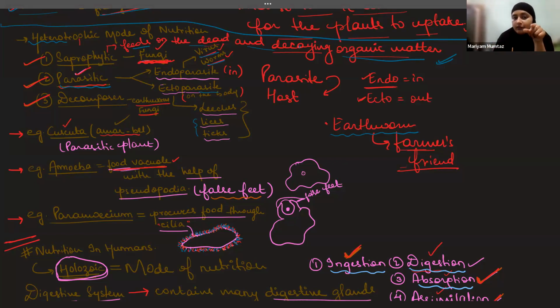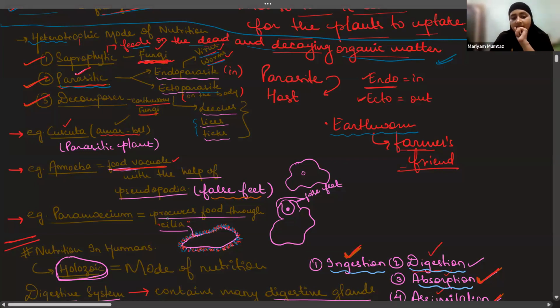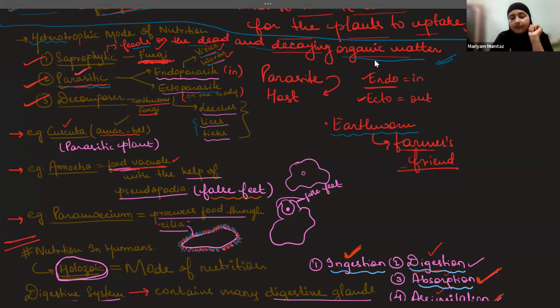Now, for example, if leeches are attached to the human body, the human will be the host and the leech will be the parasite. And if a virus is present inside the human body, then again the human is the host and the virus is the parasite. Clear? Yes, ma'am. Alright.